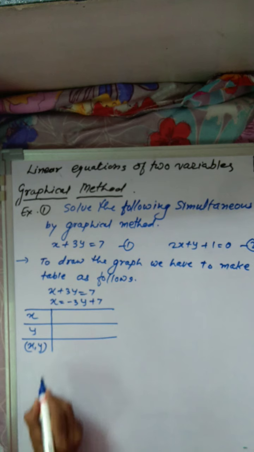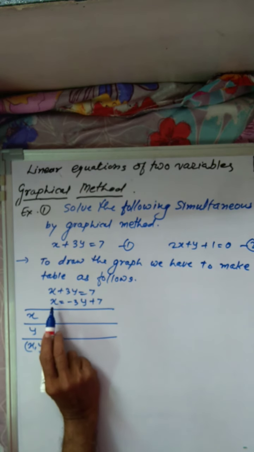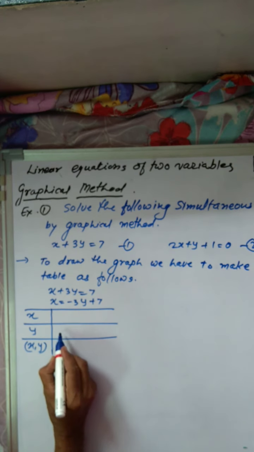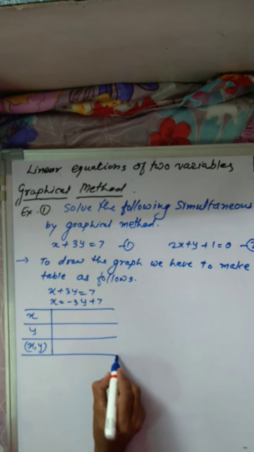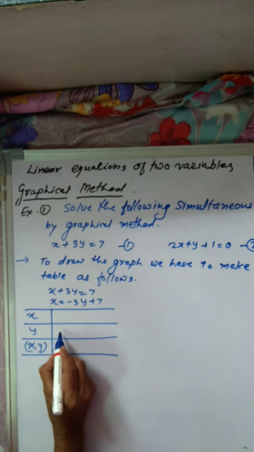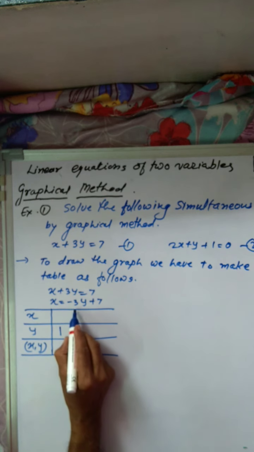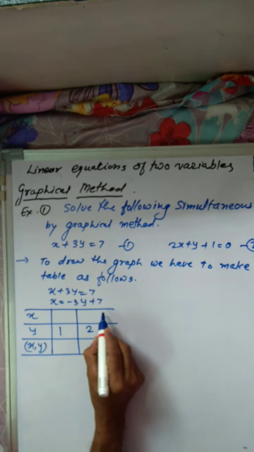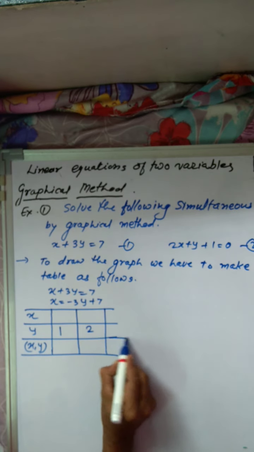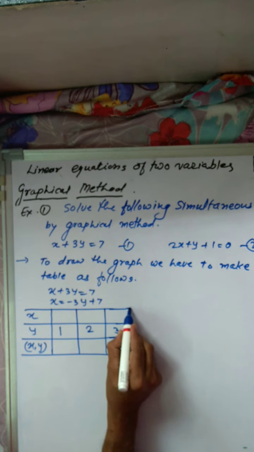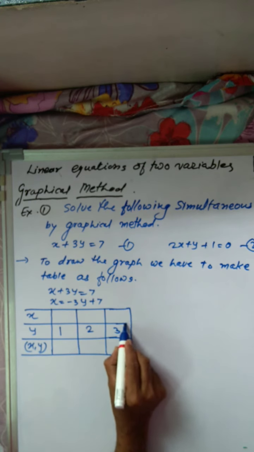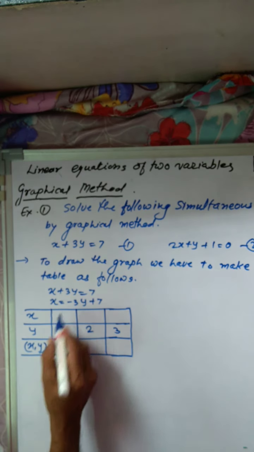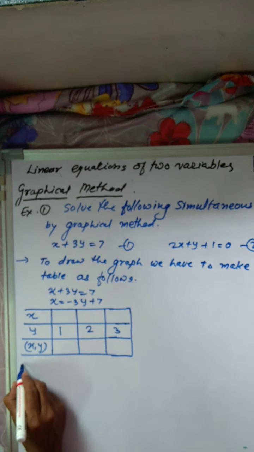Let's take the first point. Here the value of x is in terms of y, that means we take any values of y. We take three values. Suppose first we take 1, second 2, and third 3. We can take any values, but take values such that we can draw the graph on the graph paper. Substitute these values in the equation.